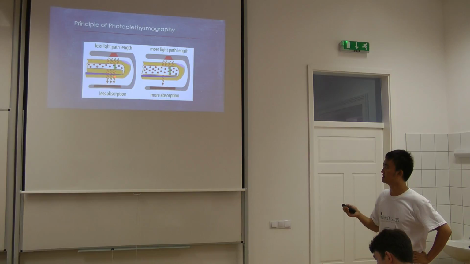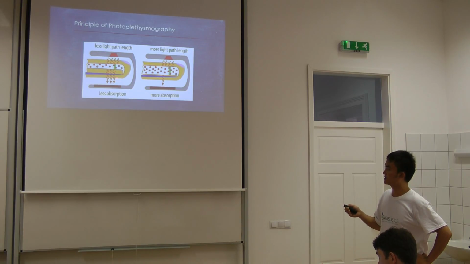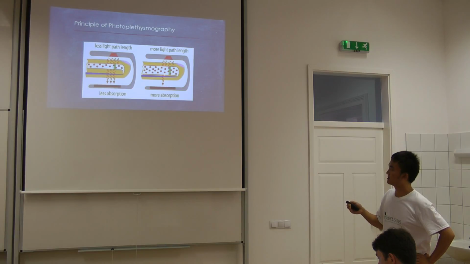we don't need to consider the tissue. We just need to think about how much intensity the blood absorbed. So with this, we can see that the absorption is less than at this stage. So according to this, we can get the changes of the volume of blood here.